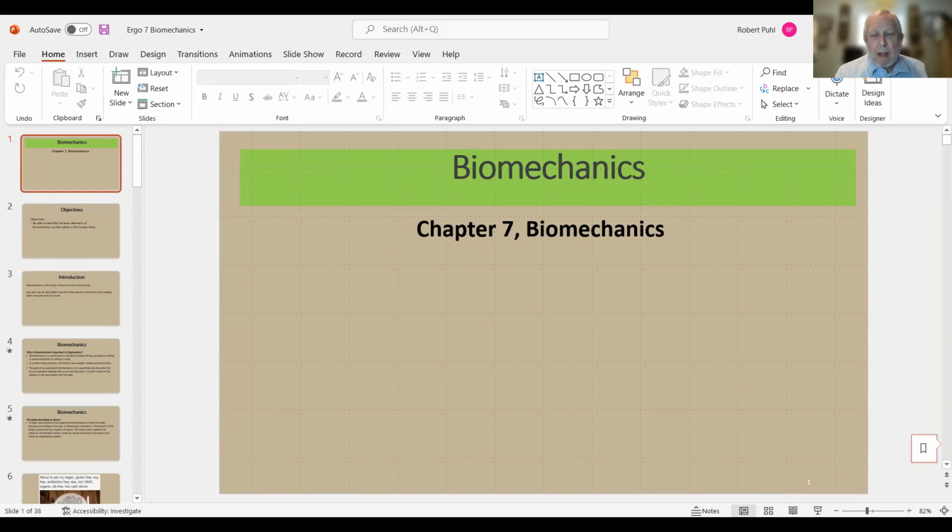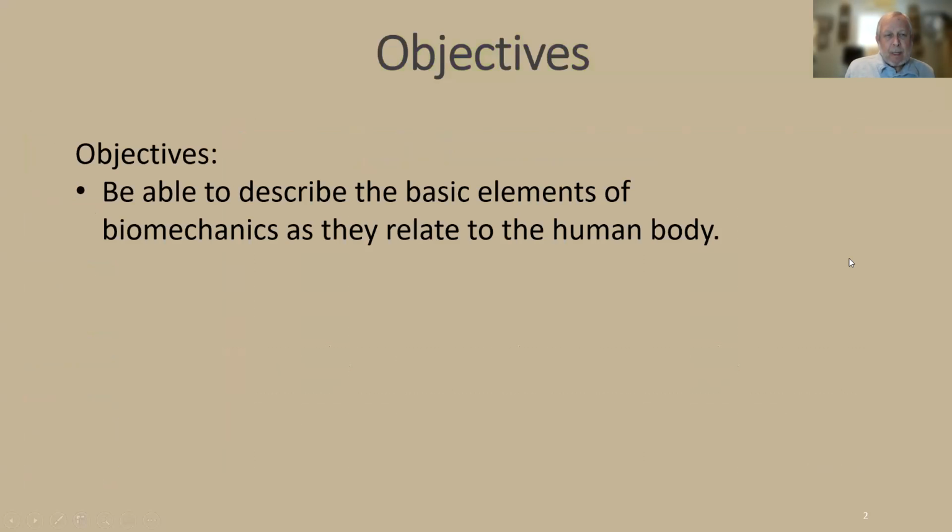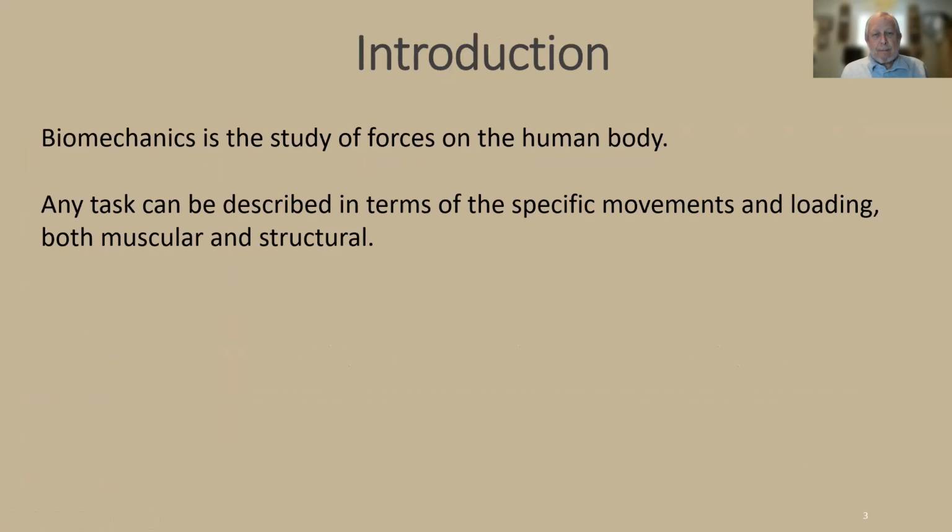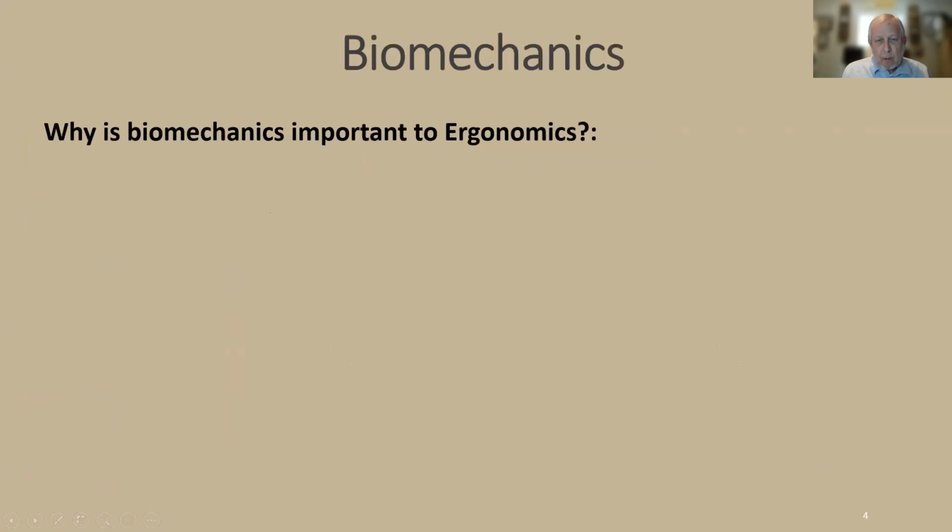Obviously, some kind of biomechanics is associated with the body. Makes sense, doesn't it? All right, let's go. The objective is to be able to describe the basic elements of biomechanics as they relate to the human body. I mean, let's face it, that's what ergonomics is all about, the human body. Biomechanics is a study of forces on the human body. Any task can be described in terms of the specific movements and loading, both muscular and structural.